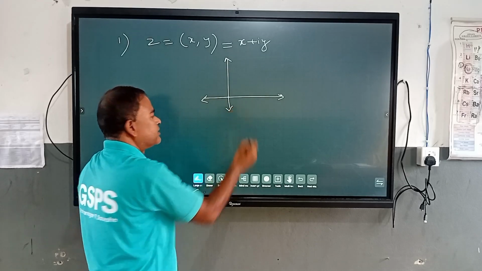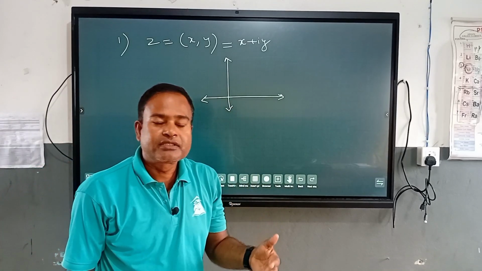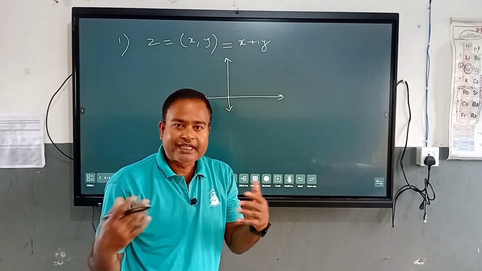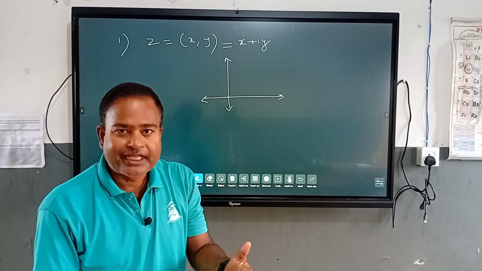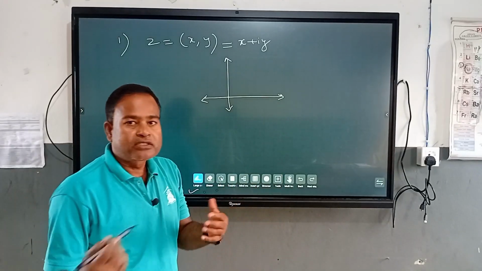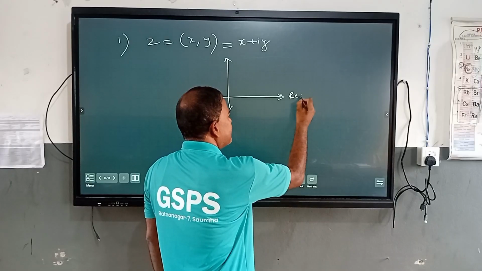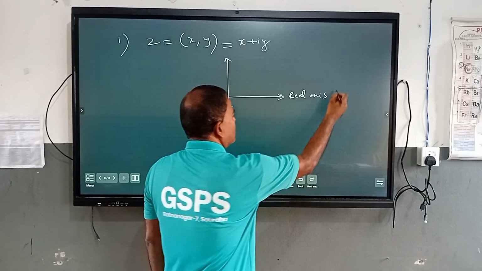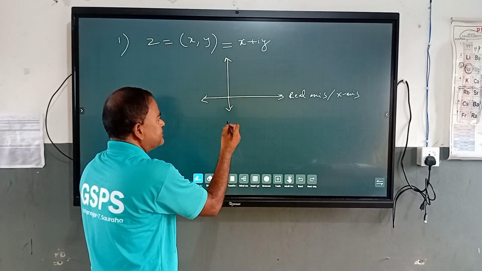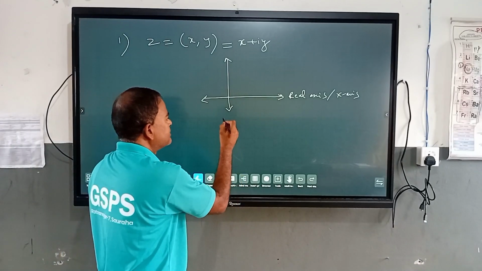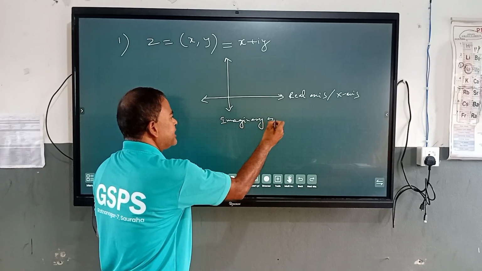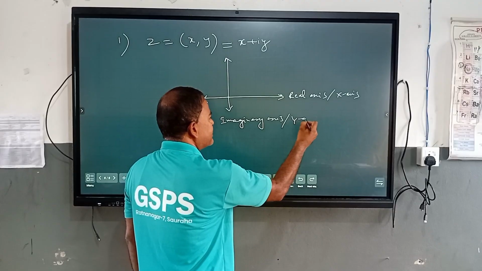If we draw two lines perpendicular to each other, the horizontal line is called x-axis, or we can say real axis. In the case of complex number, the x-axis is known as real axis. This is the real axis, or we can say x-axis. And the vertical line is called y-axis, and it is known as imaginary axis, or we can say y-axis.